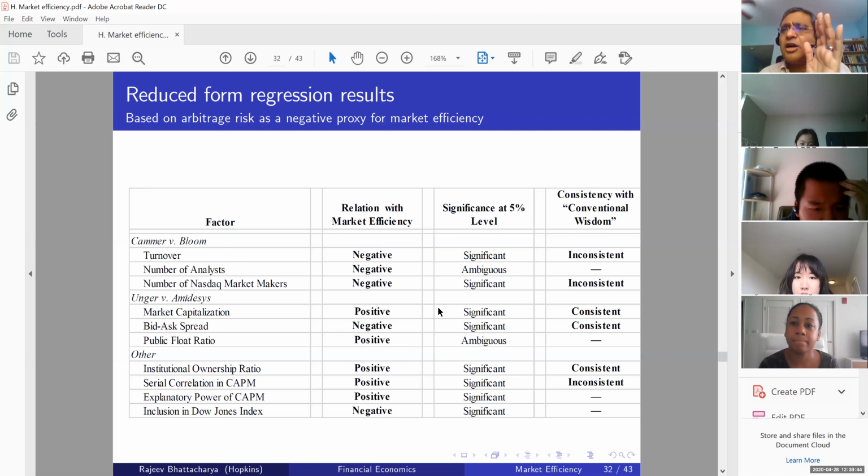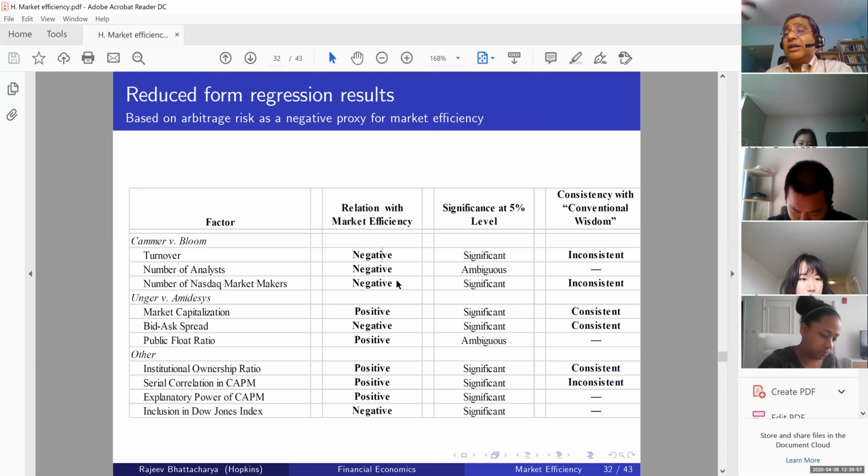This is not a financial econometrics course. We say it's ambiguous if by correcting for heteroscedasticity, you get a different significance result. The number of NASDAQ market makers has a negative relationship with market efficiency, but once again, that's not surprising.